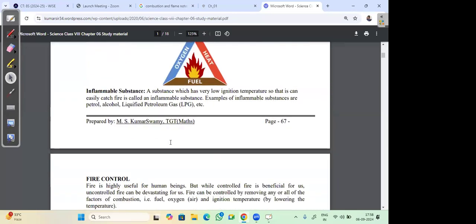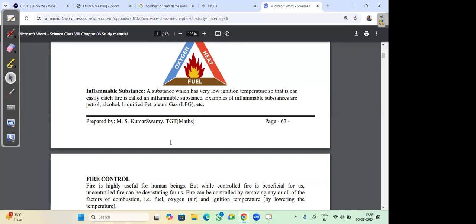Next, inflammable substances. You had studied about combustible substances. There is a little bit of difference between inflammable substances and combustible substances. A substance which has a very low ignition temperature, so that it can easily catch fire, is called an inflammable substance. With just a small temperature, it will catch fire. Petrol, alcohol, LPG, CNG are inflammable substances. They can easily catch fire.